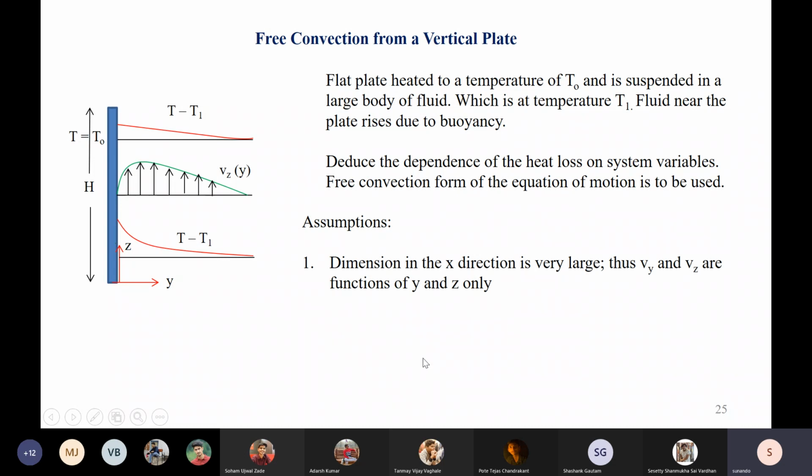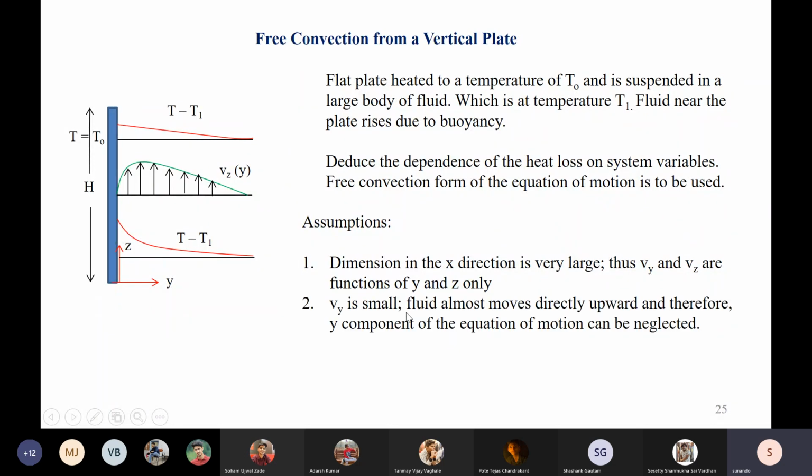So there are certain assumptions. The first assumption is straightforward. It's a geometric one. The dimension in the x direction, that is, the plane perpendicular to the screen that you are looking at, is quite large. So you have some Vy and definitely a Vz, both functions of y and z only. As it rises, it's going to probably accelerate, and there will be viscous forces which will try to retard the upward motion. And of course, Vz is also going to be a function of y as well as z.